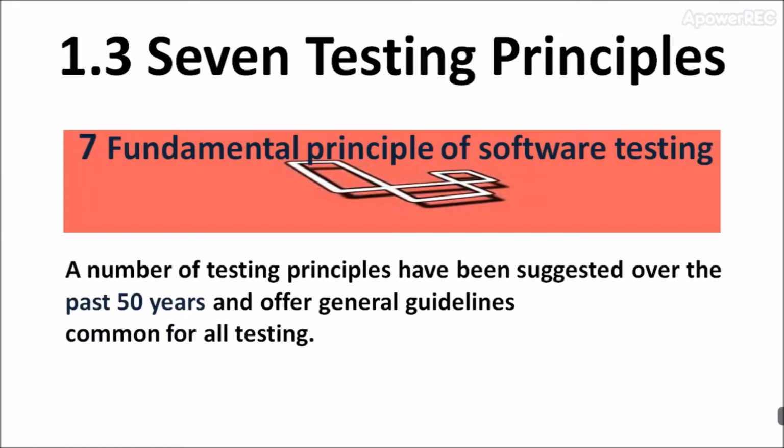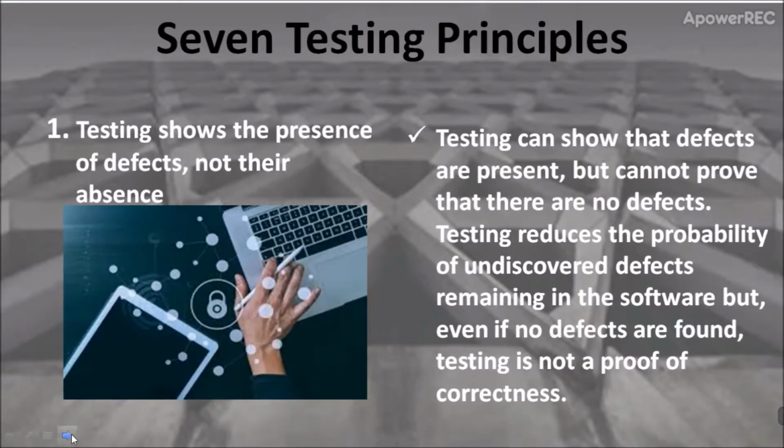This section of chapter 1 talks about the 7 testing principles. People over the past 50 years have suggested some principles that are considered guidelines for software testing. The first principle is testing shows the presence of defects, not their absence.